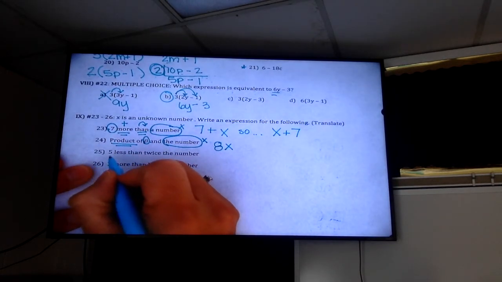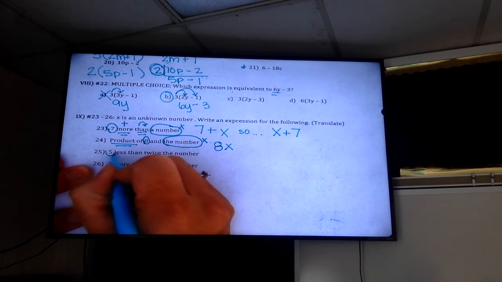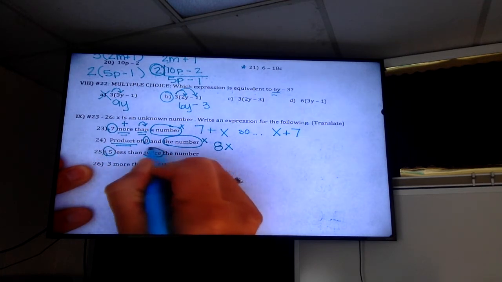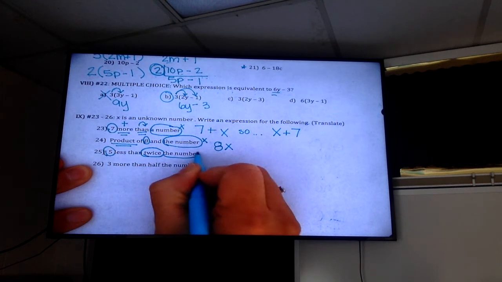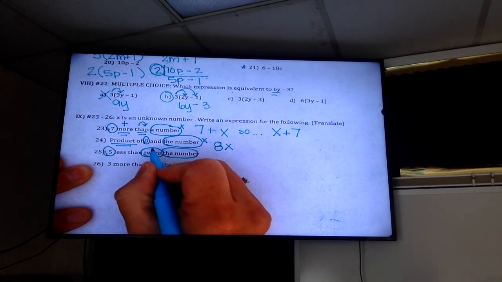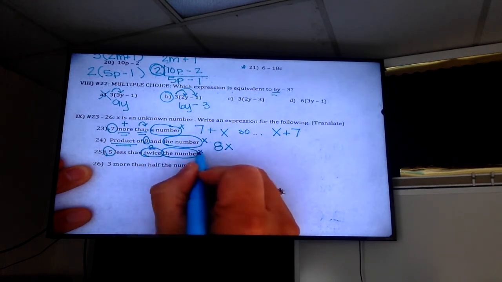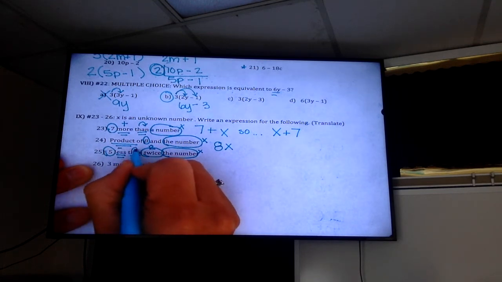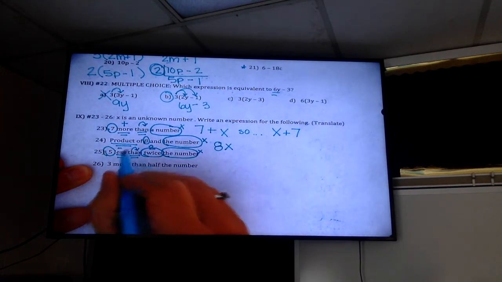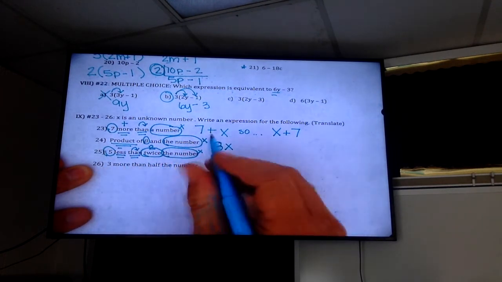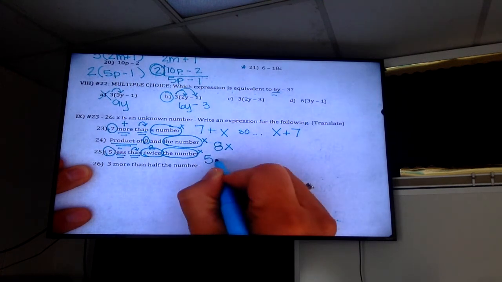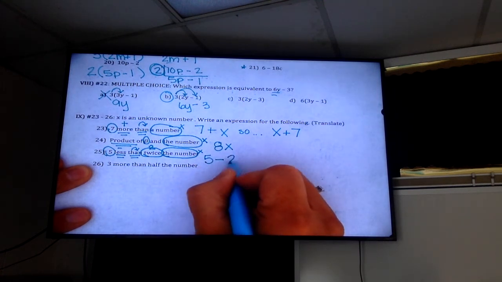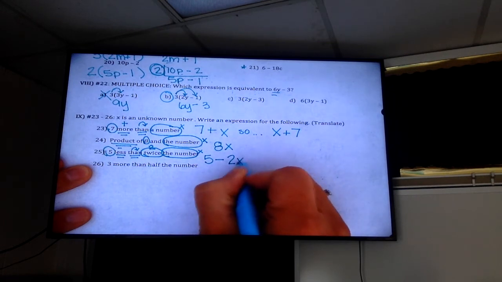Okay, number 25. 5 less than twice the number. So I see 5. The word twice means 2, and the number we remember is x. And I see the words "less than." "Less" I know means to subtract, and "than" I know is what we call a turnaround word. So it's saying we have to switch the order. So I want to say 5 less than twice the number means 2 times the number, and we would say 2x.